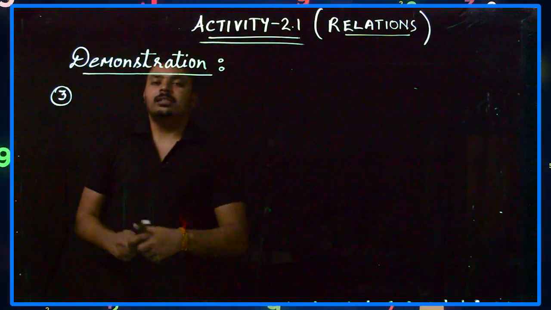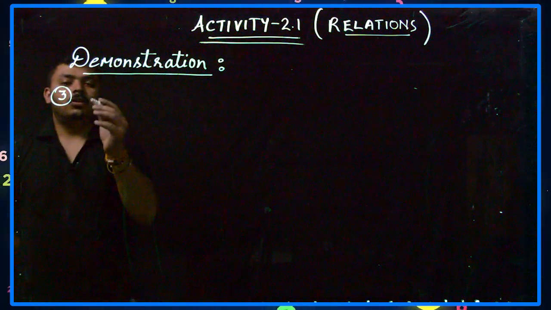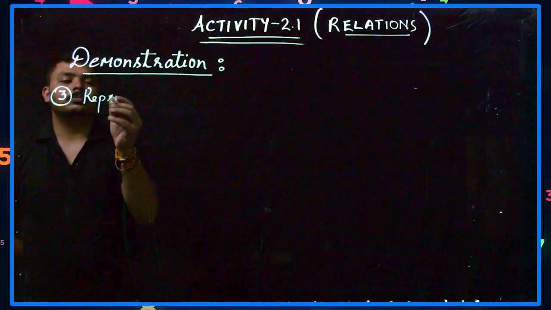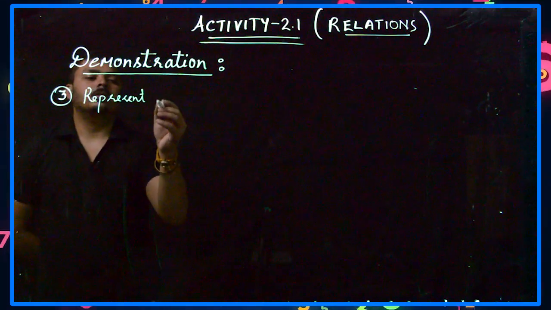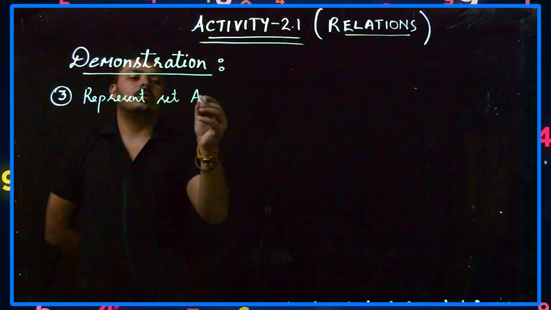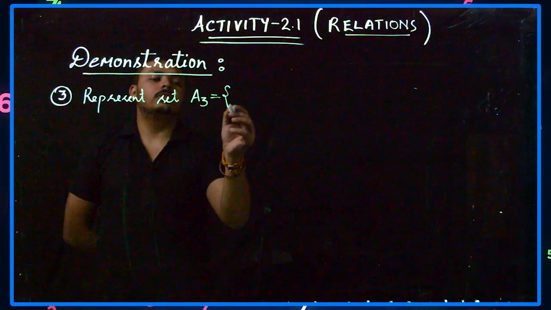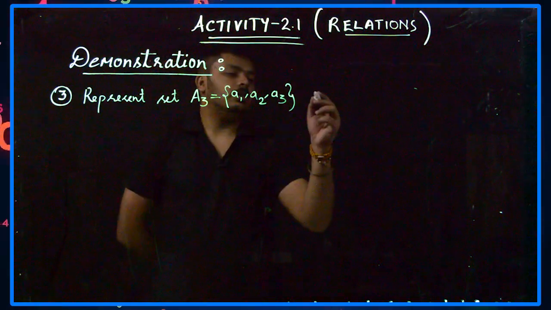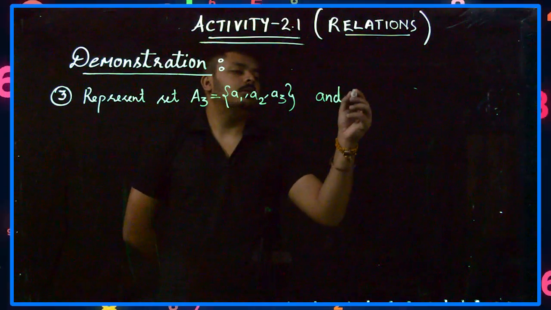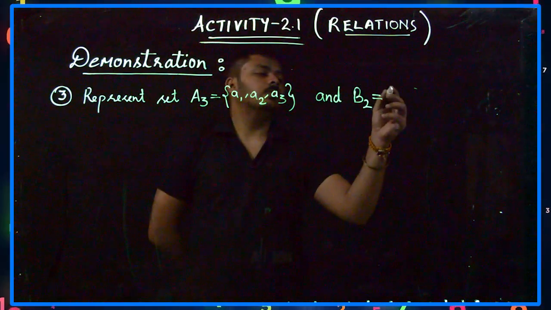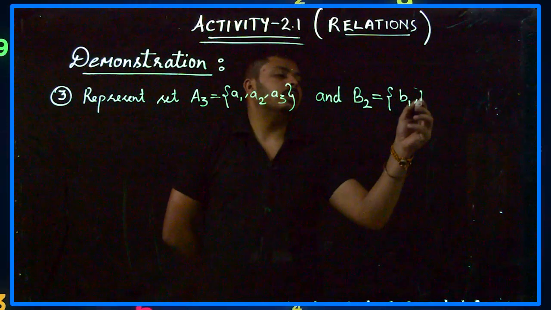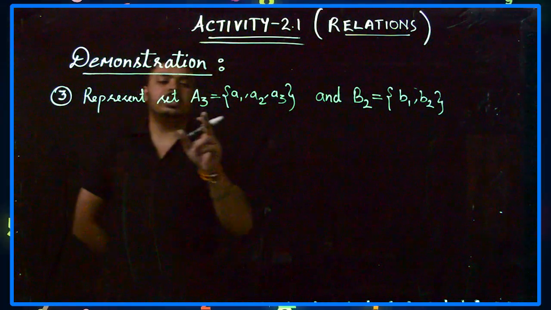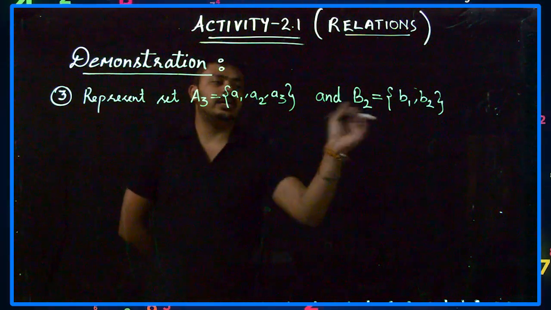So students, now let's represent step 3 of our demonstration. So now let's represent set A3 equals A1, A2, A3 and B3 as B1, B2, B3. So now let's establish the correspondence or the relation between the elements of set A3 and B3.